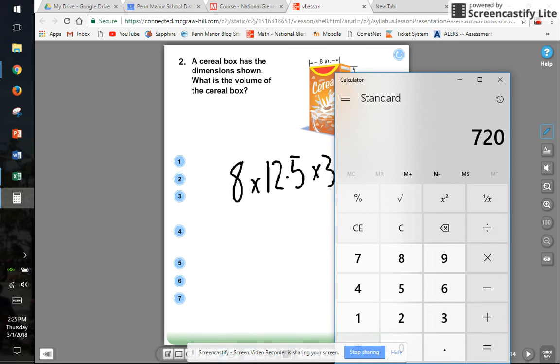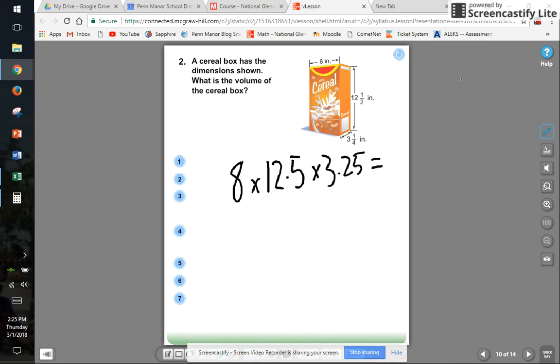Can I move this? Oh, can't move it. Clear. 8 times 12.5, and that equals 100. And then we're going to multiply that by 3.25, and that equals 325. 325 cubic inches, or inches cubed. So the way I like to think of that is if I had 325 little cubes that are inch by inch by inch, they would fit inside that box.